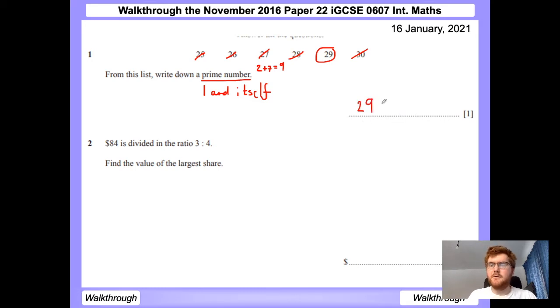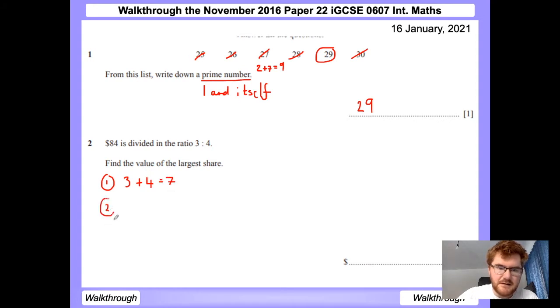They always like a couple of warm-up questions on this paper. Our next one is: $84 is divided in the ratio 3 to 4, and we want to find the value of the largest share. This is a standard dividing by a ratio question. We do this in 3 easy steps. First of all, we add together 3 and 4, which is equal to 7.